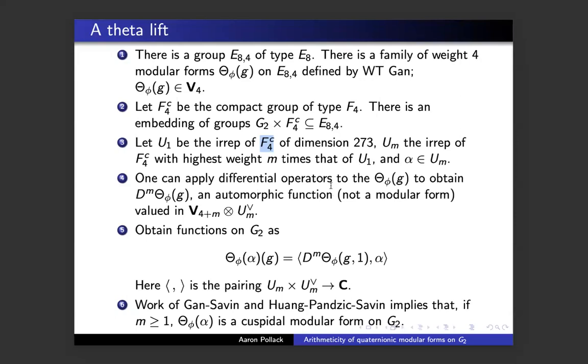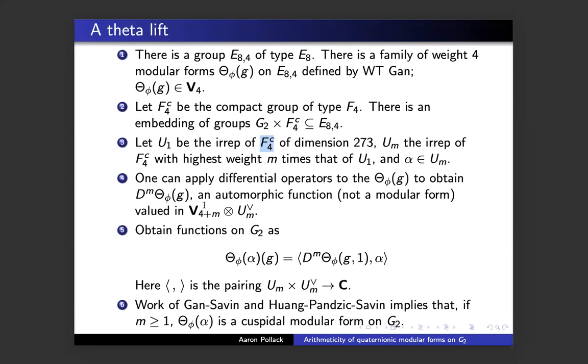So now, if I take my modular form theta phi of G on E8, I can apply a bunch of differential operators to it, which I've written here D upper M of theta phi of G. So D upper M is an Mth order differential operator. And I get an automorphic function on E8. So not a modular form, in the sense that it doesn't satisfy a particular special first order linear differential equation, but it's still a perfectly reasonable automorphic function. And when I do this, I get something that's valued in the vector space V4 plus M tensor the dual of UM.